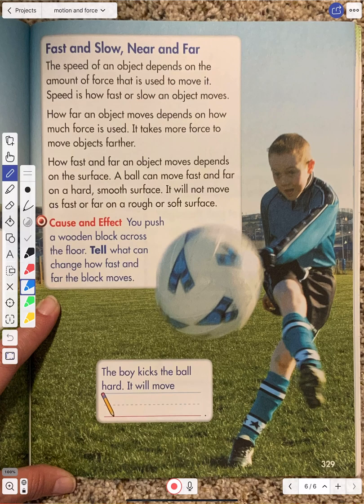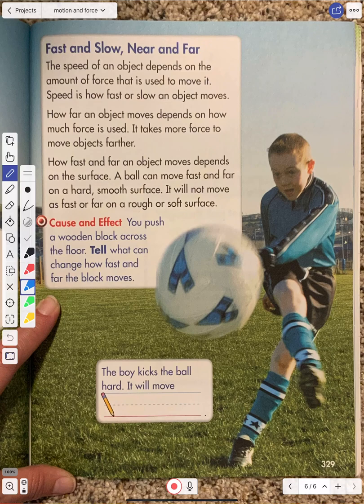Fast and slow, near and far. And again, in soccer, sometimes you're kicking the ball really fast, and sometimes you're kicking it really far. Sometimes you have a shorter distance to kick. Let's read. The speed of an object depends on the amount of force that is used to move it. Speed is how fast or slow an object moves. How far an object moves depends on how much force is used. It takes more force to move objects farther. How fast and far an object moves depends on the surface. A ball can move fast and far on a hard, smooth surface. It will not move as fast or far on a rough or soft surface.